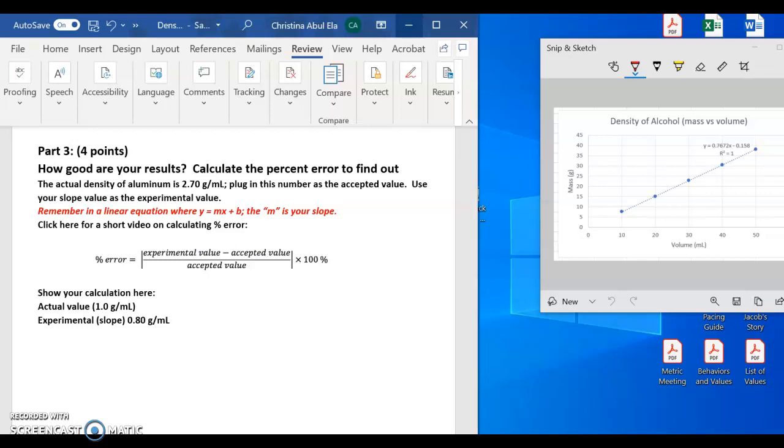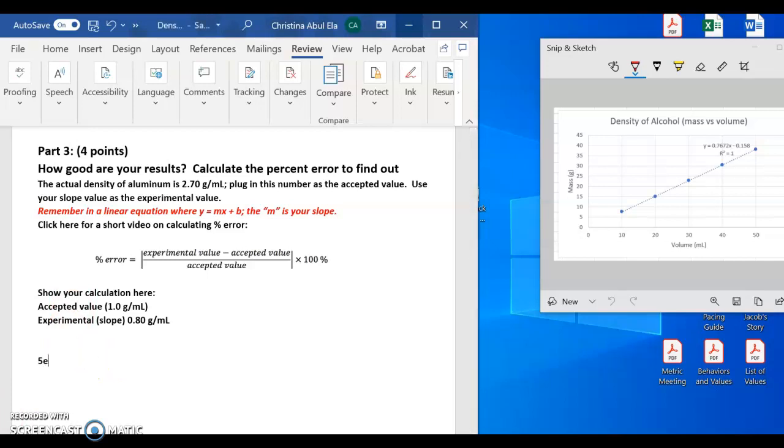So again, your actual value, I'm so used to calling it actual. This equation is calling it accepted. It means the same thing. I'll change it so there's no confusion. So accepted value or actual value is what you've looked up somewhere. That's the known value. And the experimental value, of course, comes from your experiment. And in our case, it's going to be our slope. And so now I want to plug it into this equation.